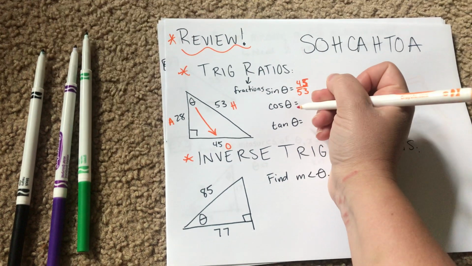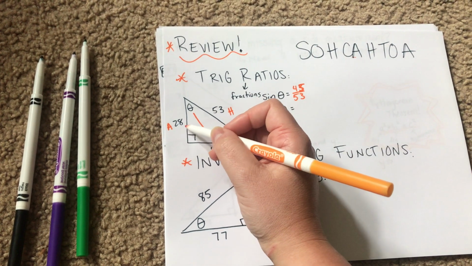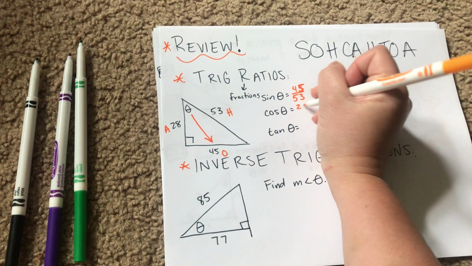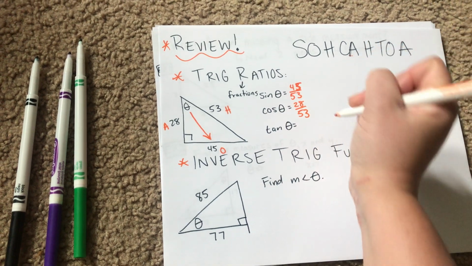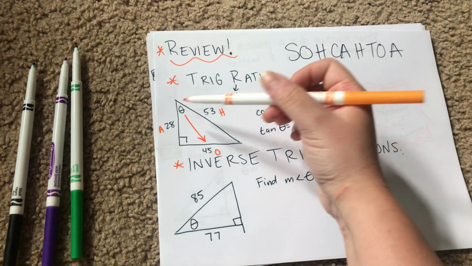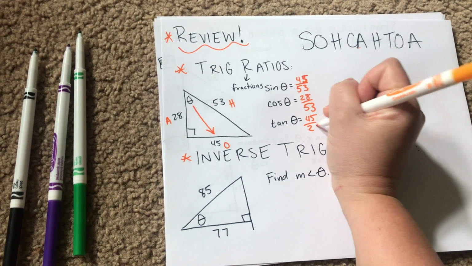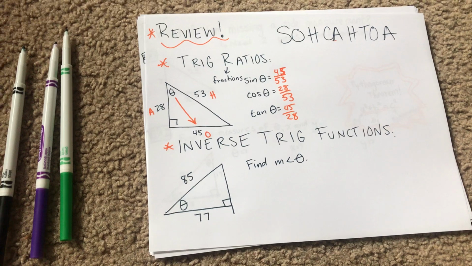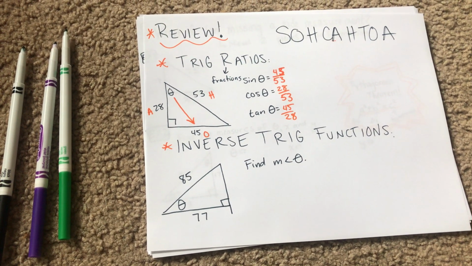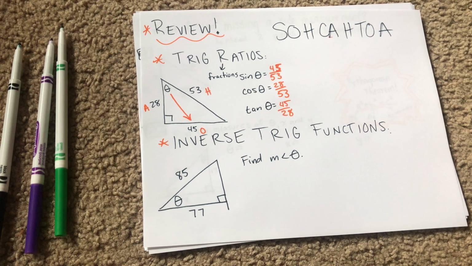Then if we're looking at cosine of theta, our cosine is our adjacent over hypotenuse. So my adjacent is 28, hypotenuse 53. And lastly, our tangent of theta. Tangent is our opposite over adjacent. So I look at my opposite of 45, adjacent 28. And those are our ratios. Trig ratios, we just want those fractions. Just looking at the relationship between those two sides that sine, cosine, or tangent are asking for.